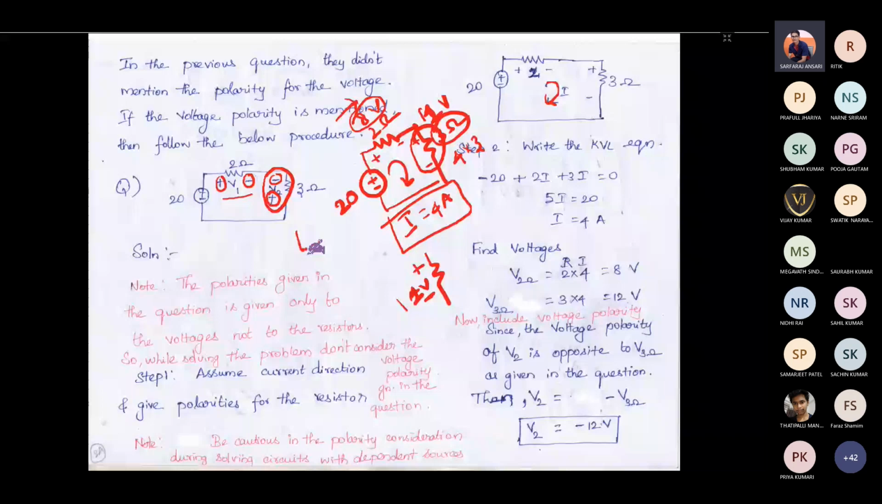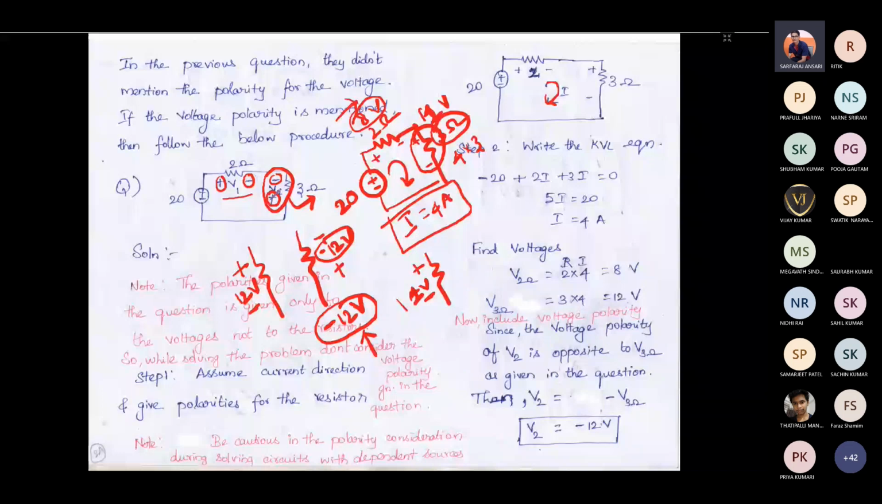For this it is 12 volt, but they have asked the voltage in this fashion, so it should be minus 12 volt. Okay, so whatever you got here, that you got as 12 volt, you consider it as minus 12 volt for V2. You have to mention this as your final answer, because they have asked the voltage in such a way that the positive polarity is here and the negative polarity is here.